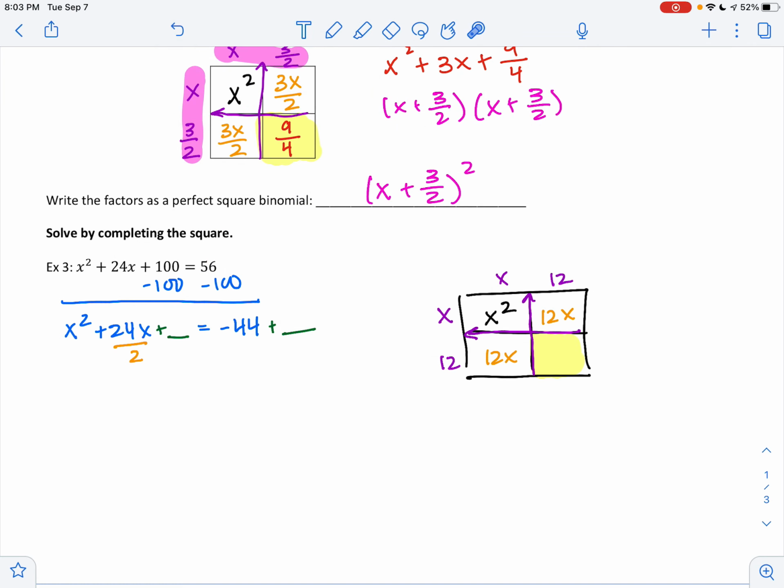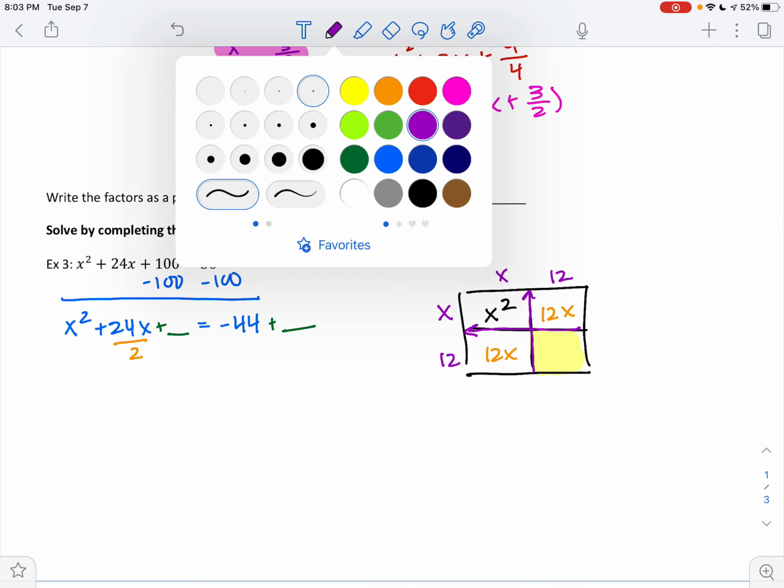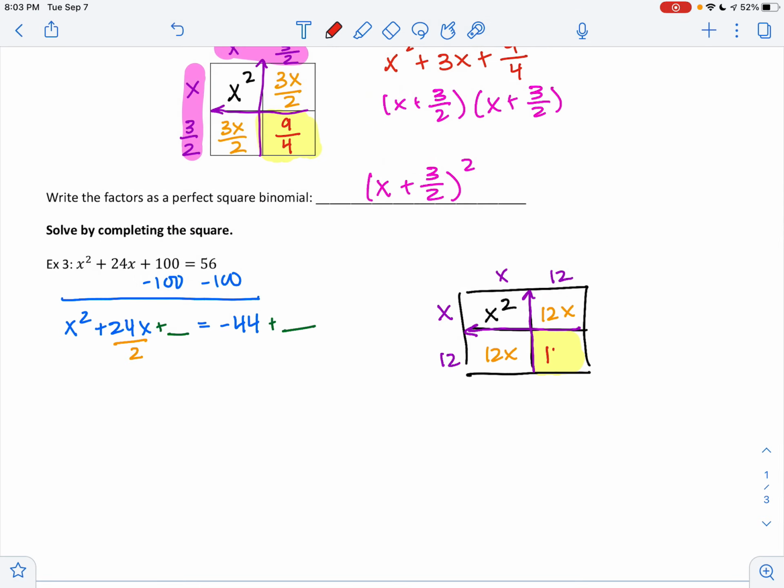We can do that by doing 12 times 12. 12 times 12 is 144. So 144 is that magic number that completes the square. That is the number that I am going to add to both sides of my equation.